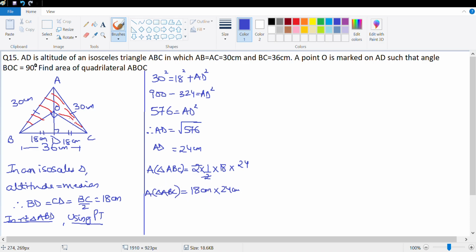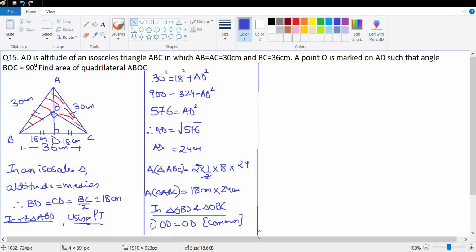Next, let's look at the triangle OBC and see if I can get something. Well, obviously these triangles are again congruent, but we'll still have to prove it. So in triangle OBD and triangle OCD, what do we have? Number 1, OD is equal to OD. This is common.